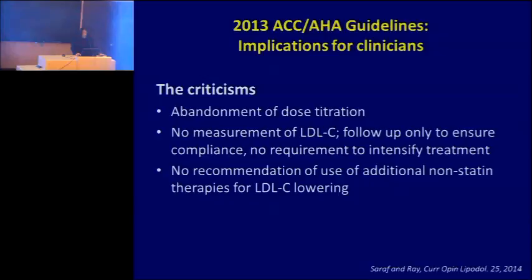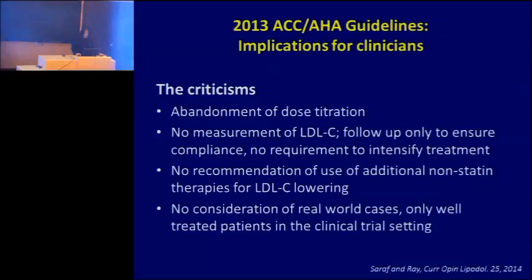They don't really recommend use of additional non-statin therapies, at least at the time the guidelines were written. There are no recommendations. It's not that they're saying don't use other drugs. And there's no consideration of real-world cases. The data that they use to come up with the guidelines are all randomized control trials, and patients in these settings are typically very well treated and highly monitored, and not really real-world.